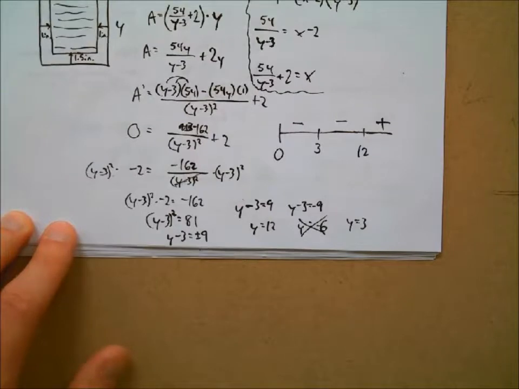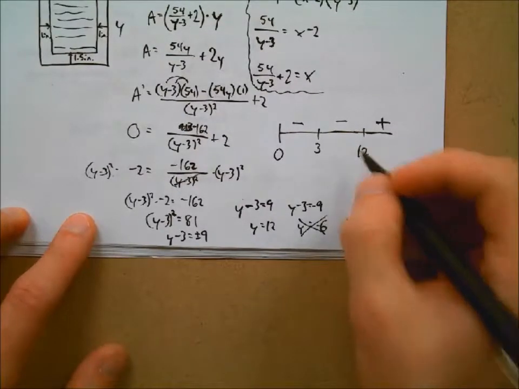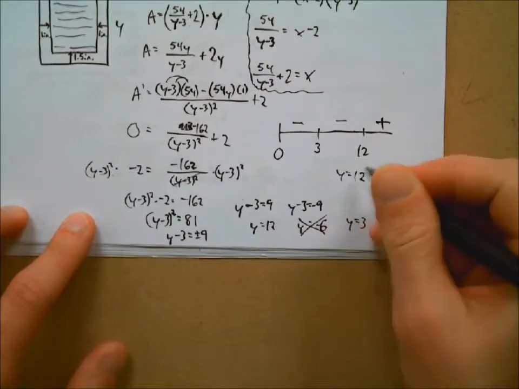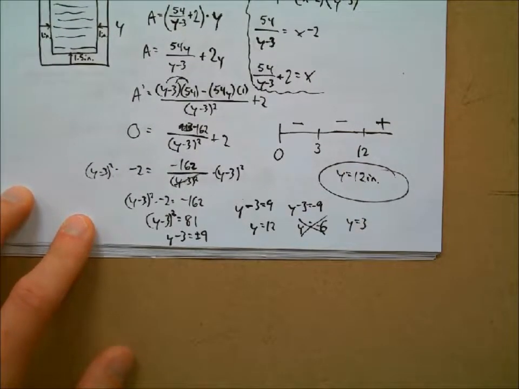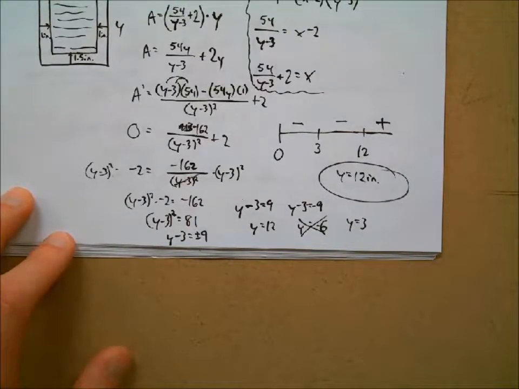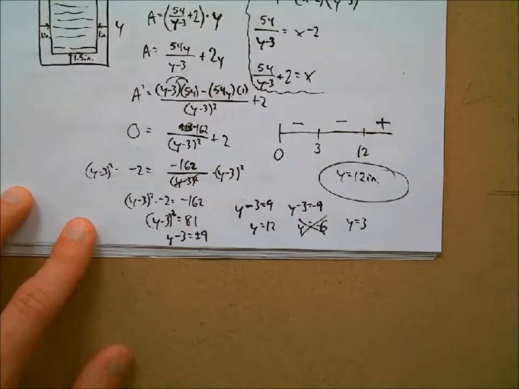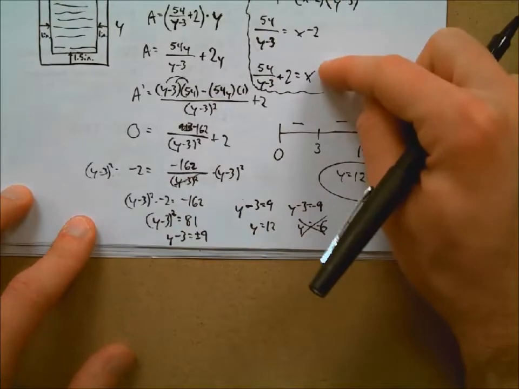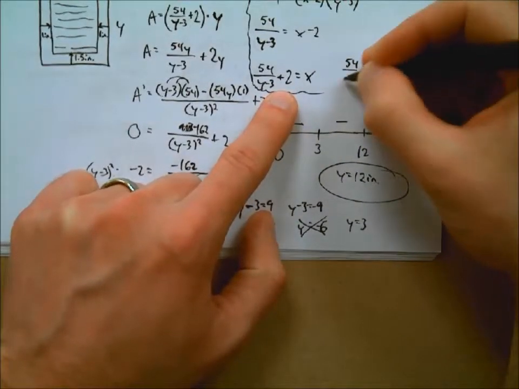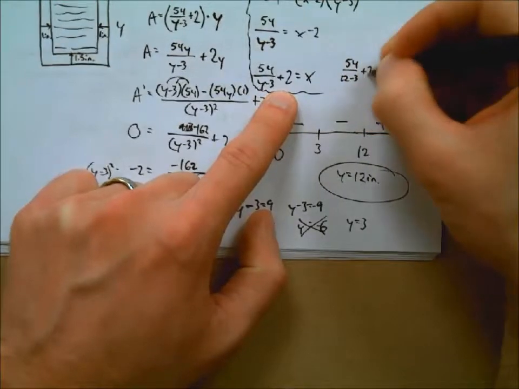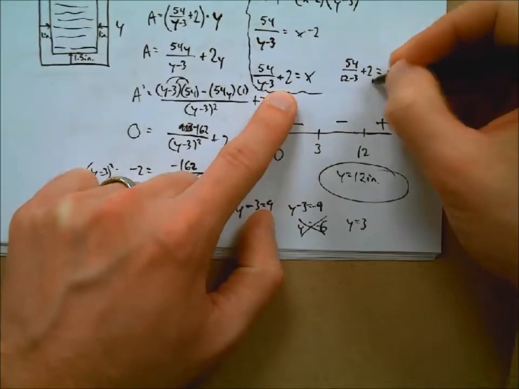So where's our relative minimum? Y equals 12 and 12 inches. Okay, and then are we done? What do we still have to do? Find the x. So the x is, we can use that primary equation or the secondary equation rewritten there. So 54 over 12 minus 3 plus 2 equals x. You can put that in inches and just circle it if you want to.